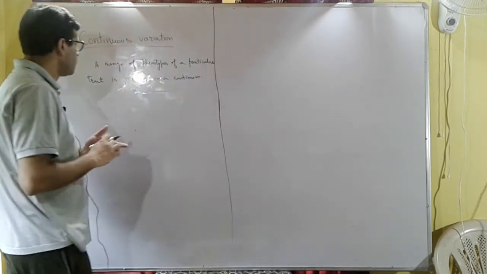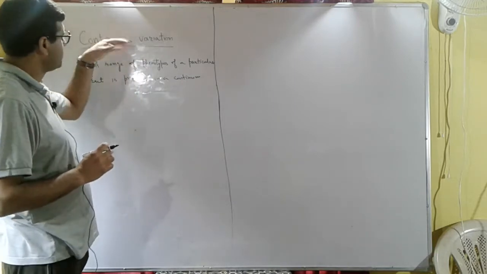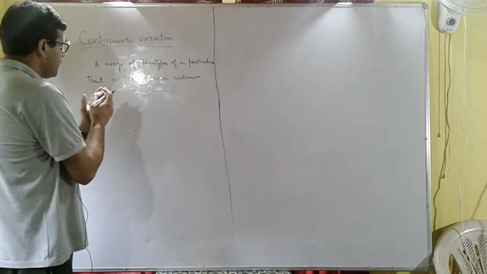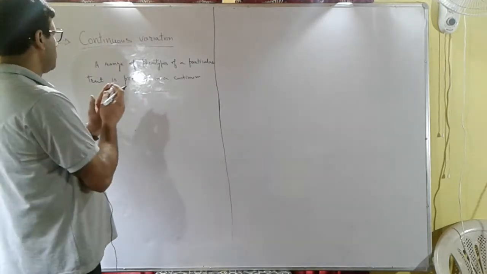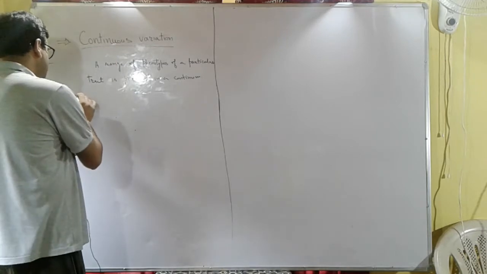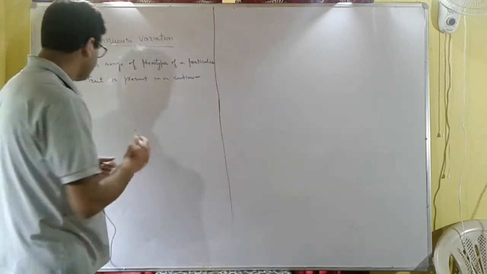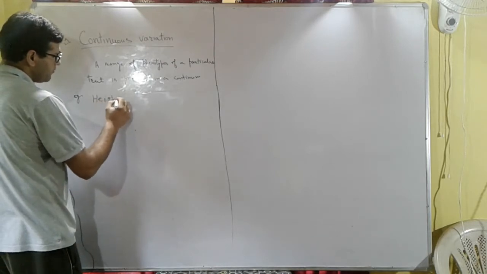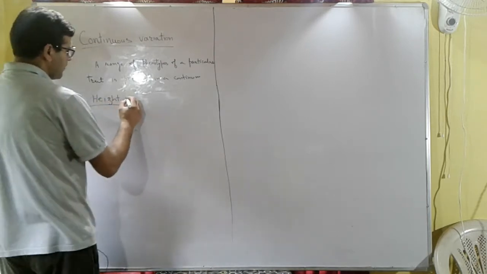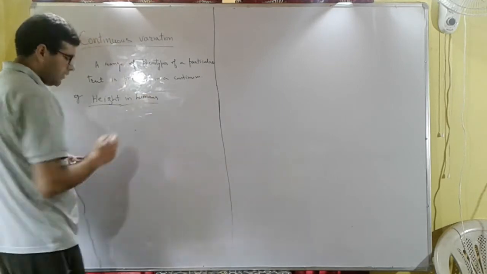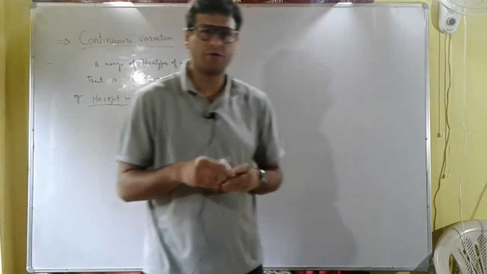That means continuous variation is that type of genetic variation where we observe a range of phenotypes of a particular trait in a population. For example, I will explain it with the help of height. Height in humans is an example of continuous variation.